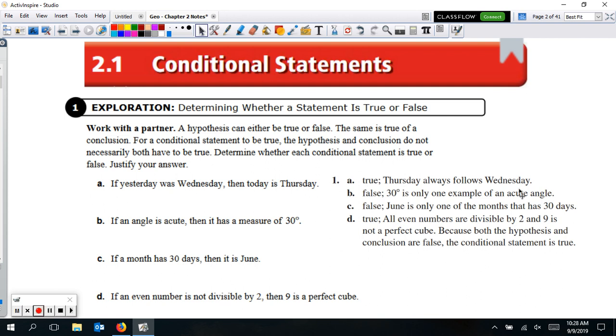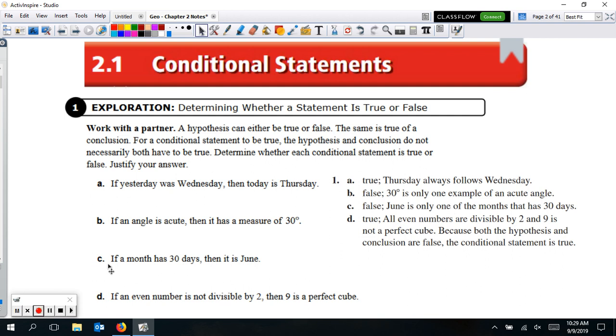So that's true. B says if an angle is acute, then it has a measure of 30 degrees. Now, you might at first think that's true because, yeah, a 30-degree angle is acute. But the way they said this, by saying that if an angle is acute, well, there's a whole lot of angles that are acute, right? Not just a 30-degree angle. And so that's why this is false, because we wouldn't conclude if the angle is acute, then it's just automatically 30 degrees. It could be 50 degrees or something else that's acute. So that's why that one's false. 30 degrees is only one example of an acute angle, it says there.